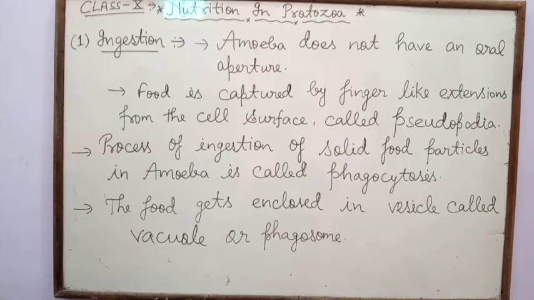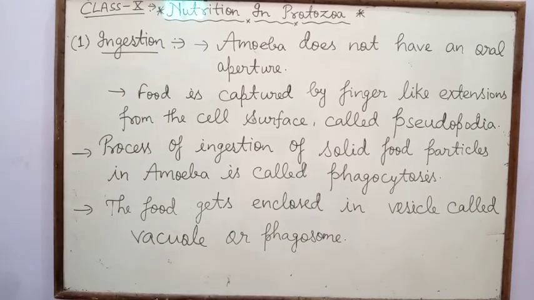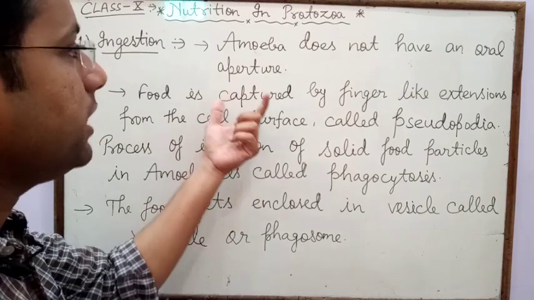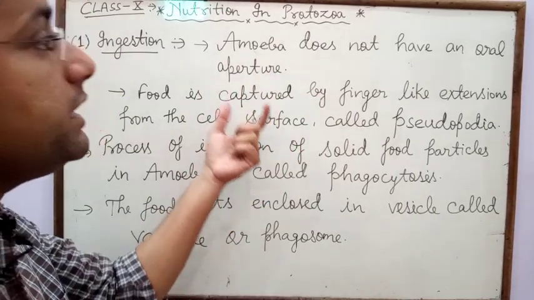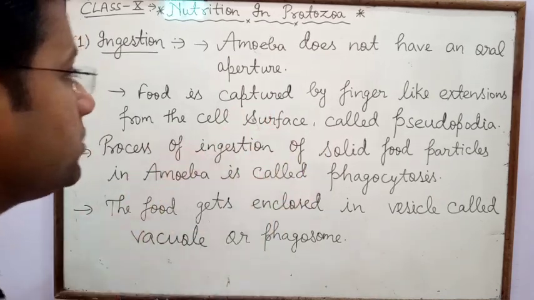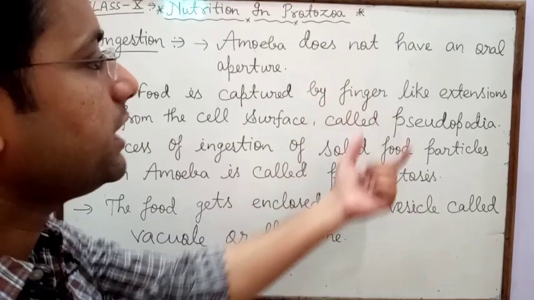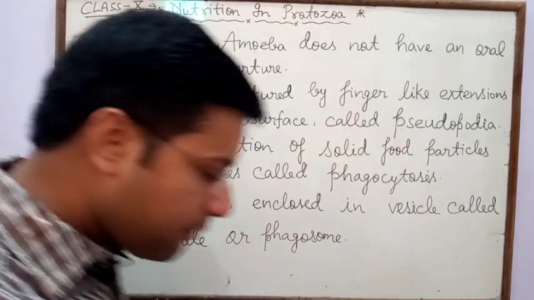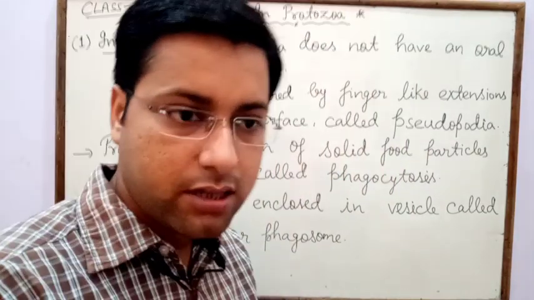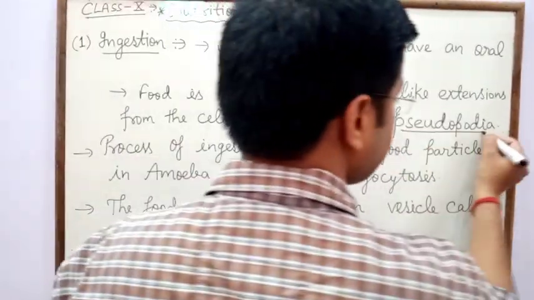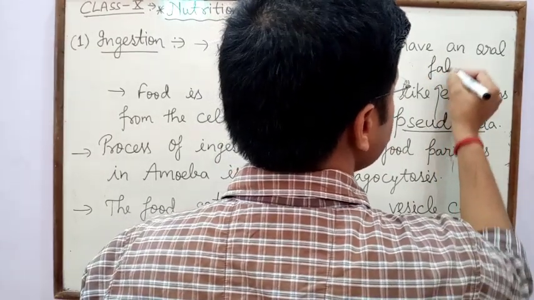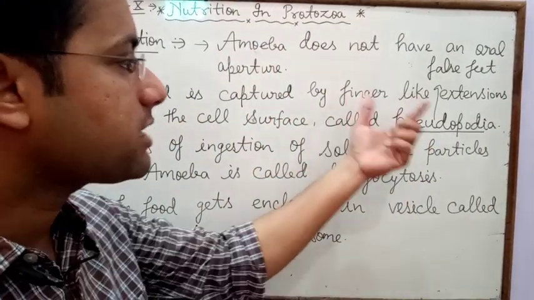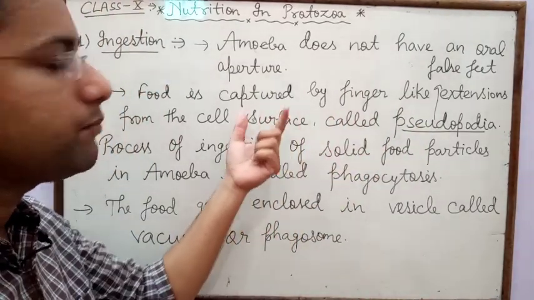Now about ingestion, which is the first step in nutrition in protozoa. Amoeba does not have an oral aperture. Only its membrane is responsible for capture of the food material. Food is captured by finger-like extensions from the cell surface called pseudopodia, also known as false feet. Pseudopodia are finger-like extensions responsible for capture of the food.